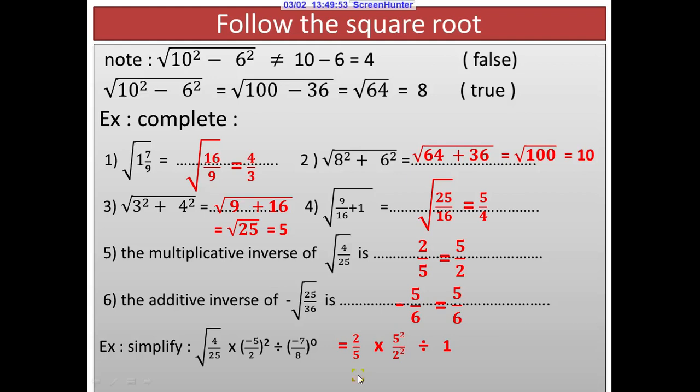Now we can simplify it. It will be 2 over 5 times 25 over 4 divided by 1. Finally, we can calculate this operation by using your calculator. It will be equal 5 over 2.